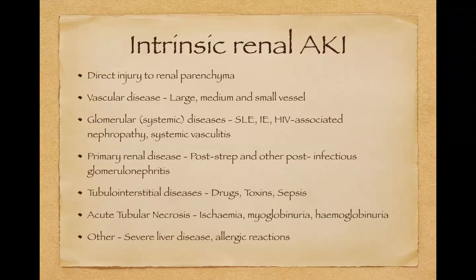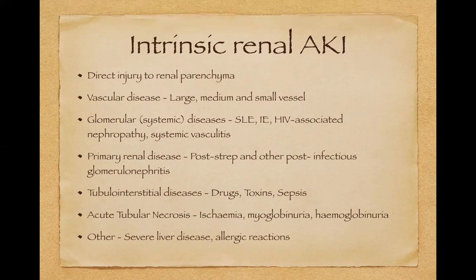So large would be things like your renal artery thrombosis or stenosis and renal vein thrombosis, as well as your atheroembolic diseases. And then your medium and small vessel would be things like your scleroderma, as well as your hemolytic uremic syndrome, as well as TTP. Then your glomerular or systemic diseases: SLE, infective endocarditis, your HIV-associated nephropathies, and the systemic vasculitides.